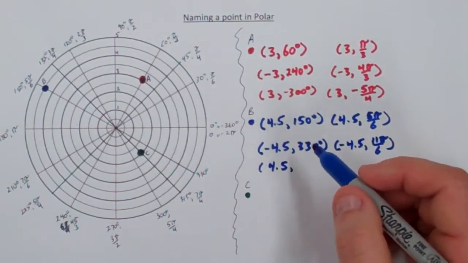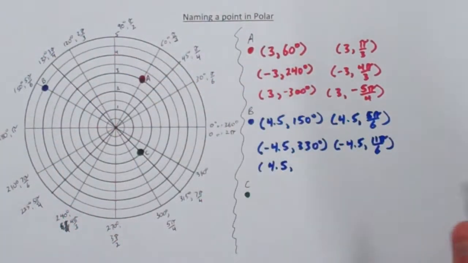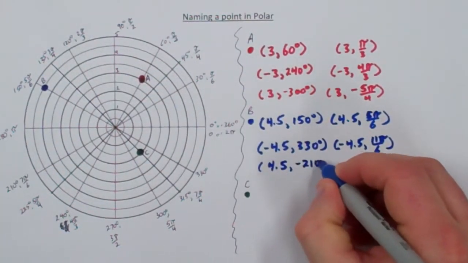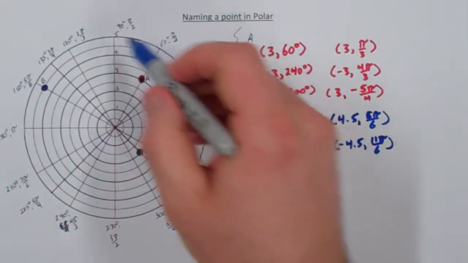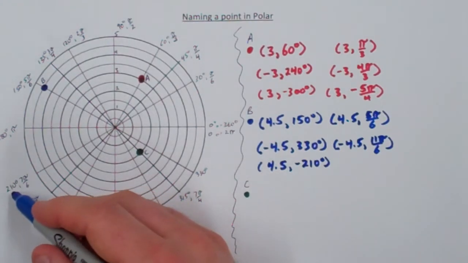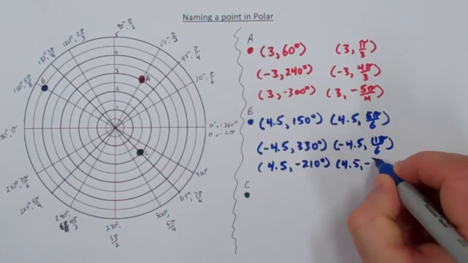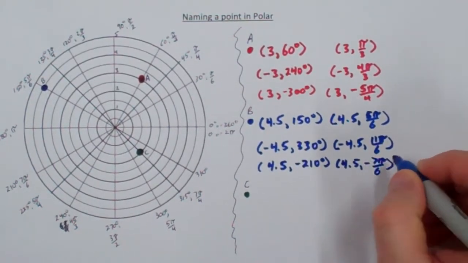Okay, we'll do a positive radius. We'll do a negative angle measure now. So if we start here, we go all the way around to 180 and 30 more, which would be negative 210 degrees. And we can just use our outside labels here of the angles to cheat a little bit. So 210 is 7 pi over 6. So we've got 4.5, negative 7 pi over 6.